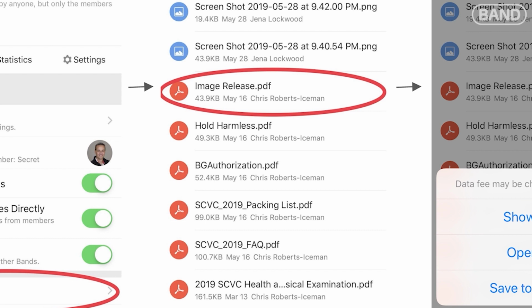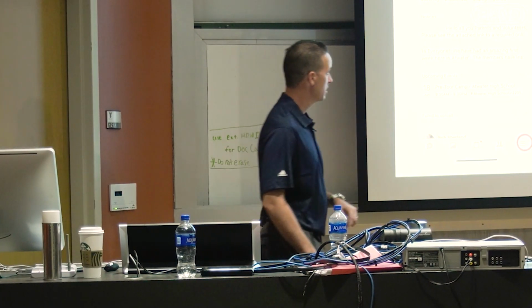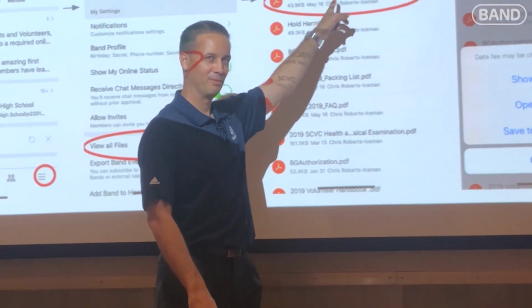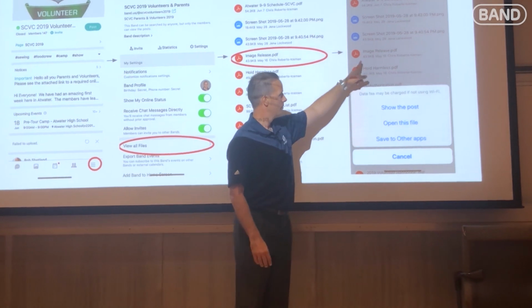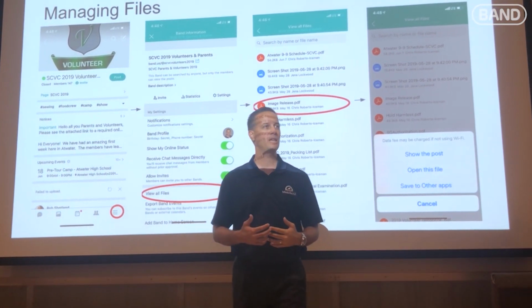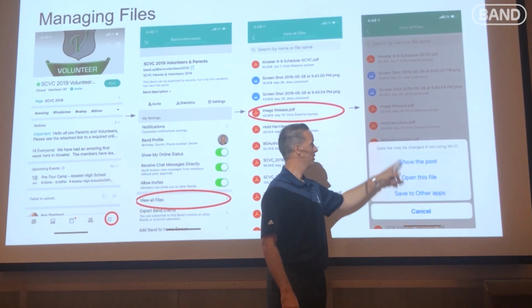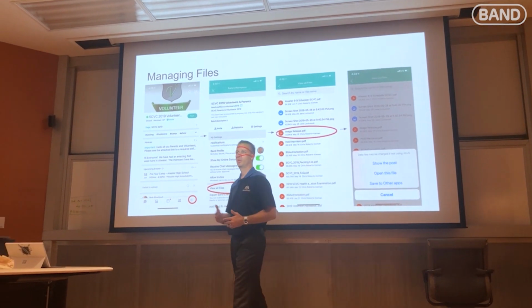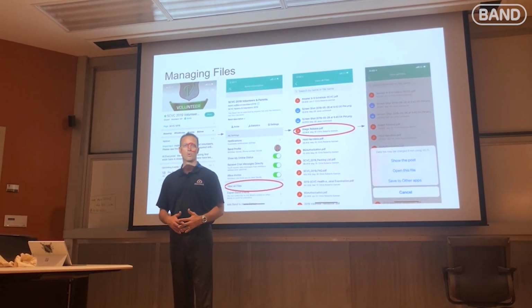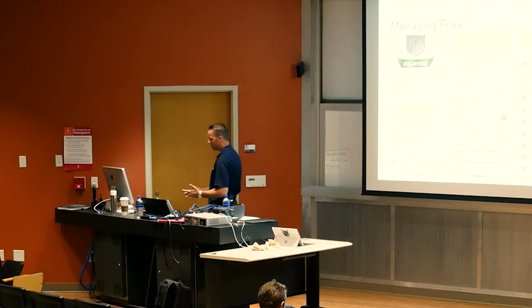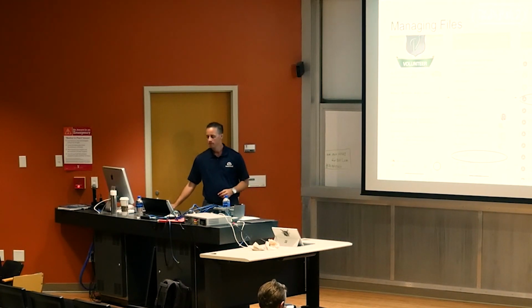Obviously, pictures are in there, PNG files, and from there you can, let's say, open this image release form, which we probably all signed when we signed up for this, right? And so you can show that post. If you tap it, it'll open the post that you've created where that's at. Or you can open that file directly from here without opening the post, or you can save it to other apps. Maybe you want to push it out to PDF Plus or Adobe software if it's a PDF file. So they've actually made it fairly simple.